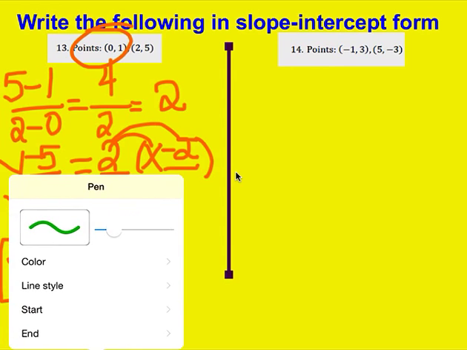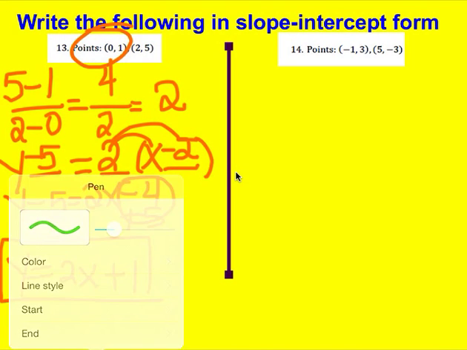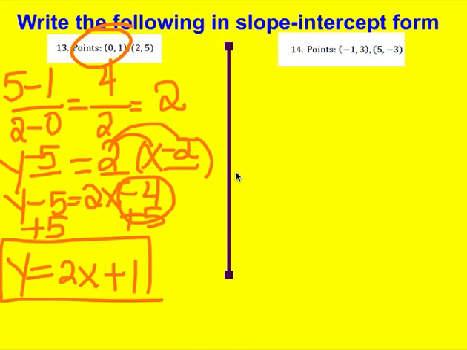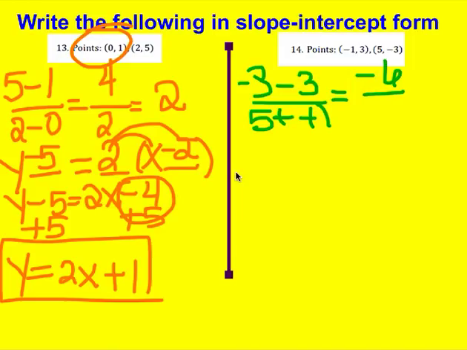So let's go ahead and take a look at number 14, our last one here. So first thing we want to do is calculate out the slope. So we're going to do y2 minus y1 over x2 minus x1. When you subtract a negative, remember it's going to become plus a positive. So negative 3 minus 3, remember that's going to get more negative to get me negative 6. 5 plus 1 is going to give me 6. So negative 6 divided by 6 is negative 1. So negative 1 is my slope.